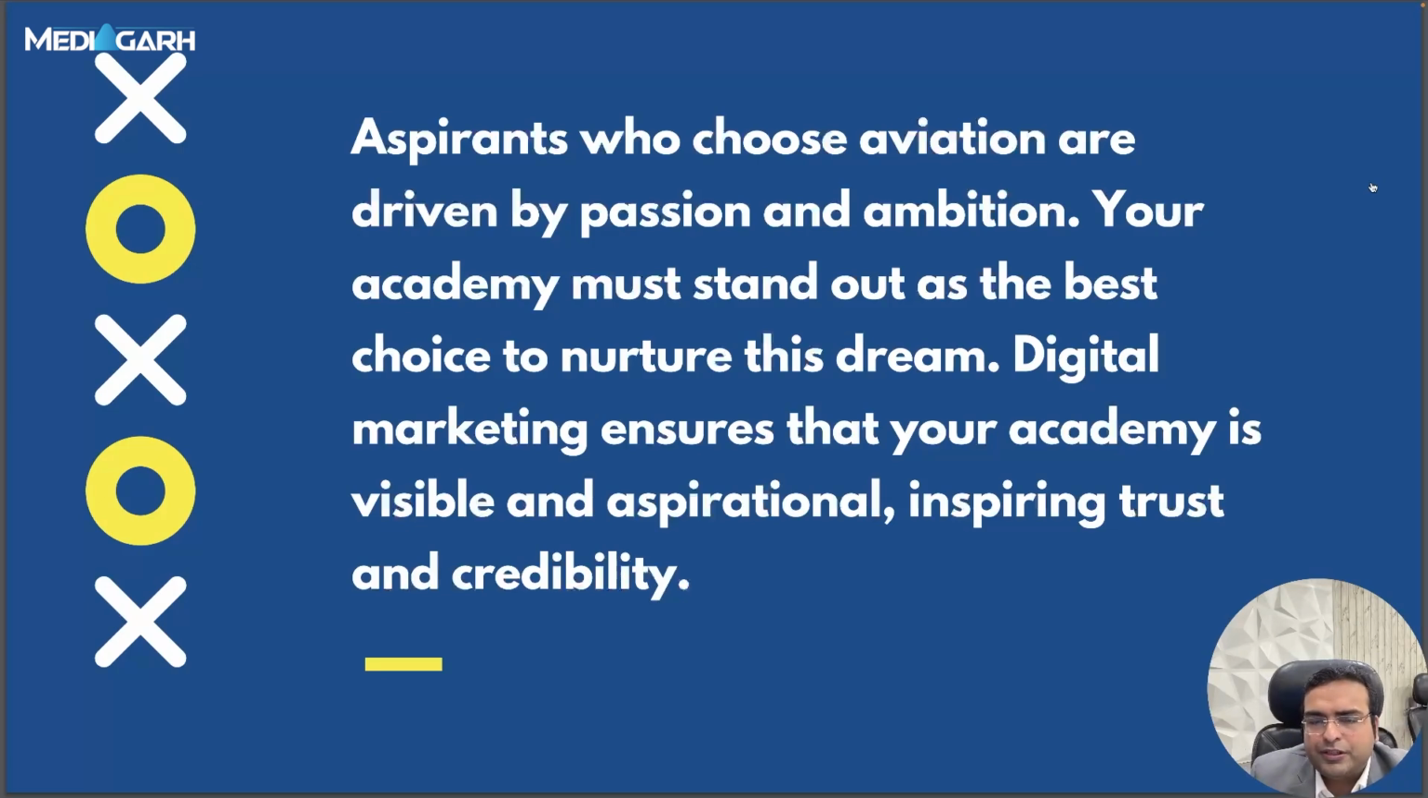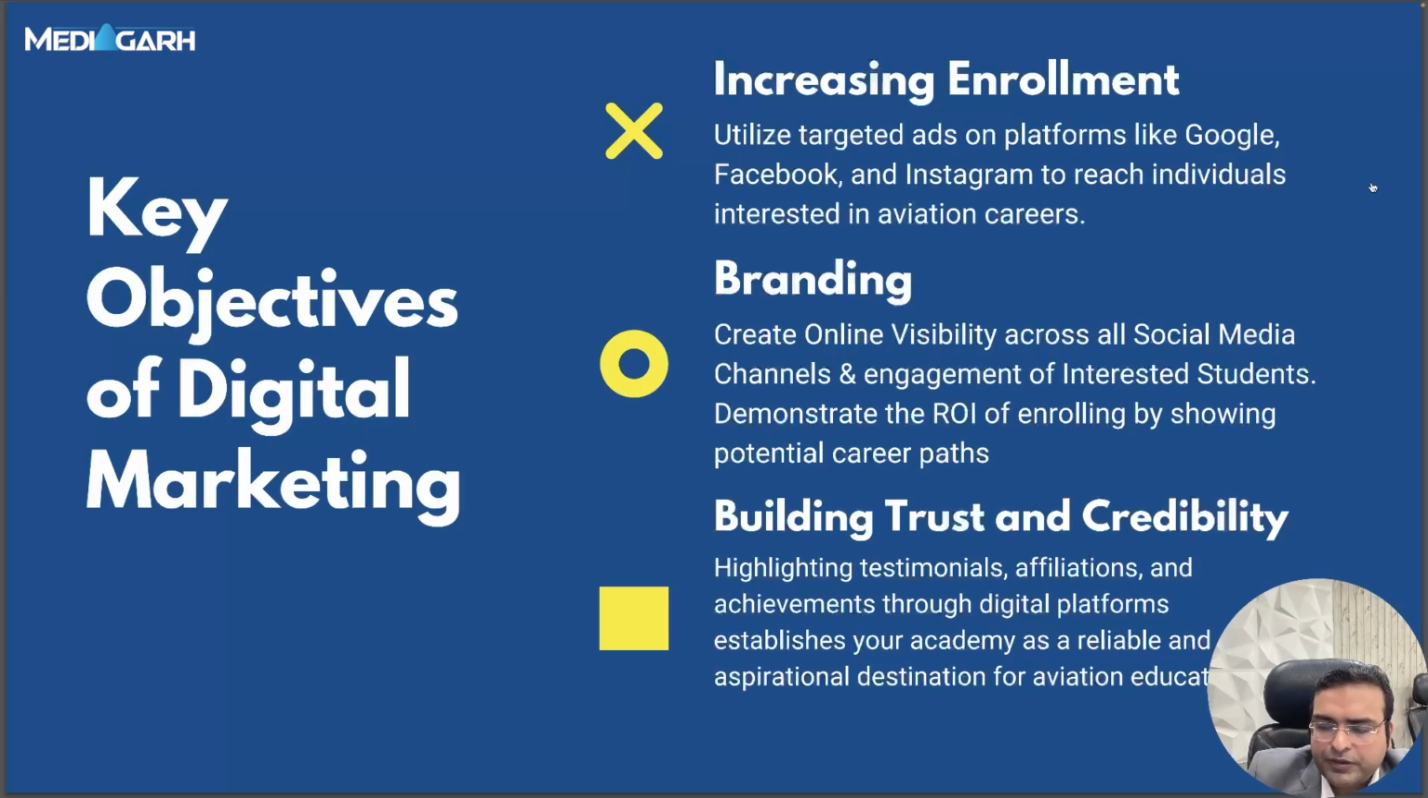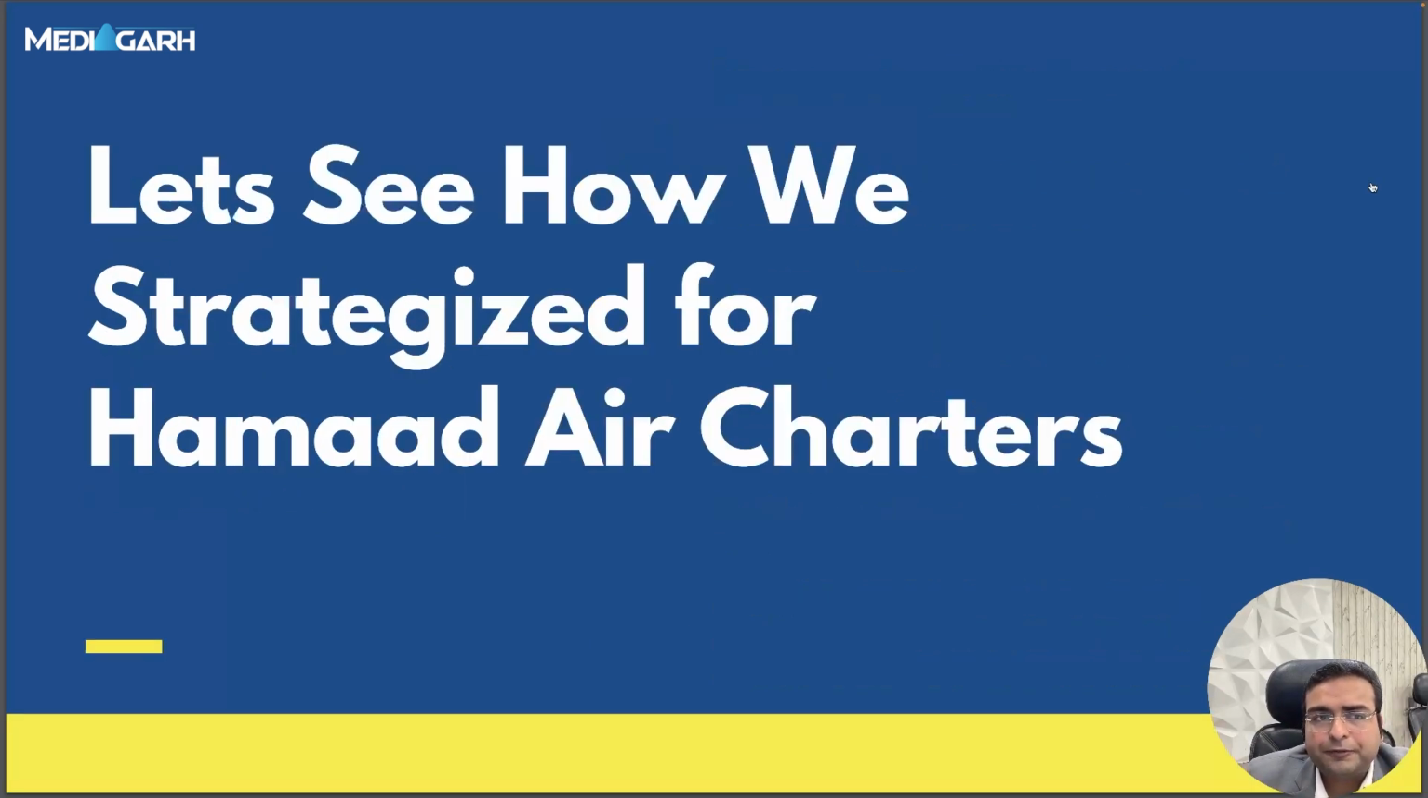The key objective of this digital marketing campaign is increasing enrollment. In the first phase, we want increased enrollment numbers, then branding. Obviously, we need to establish a brand in front of students so that it helps to get visibility and trust. So the next objective is trust and credibility. Overall, these are the key objectives of digital marketing.